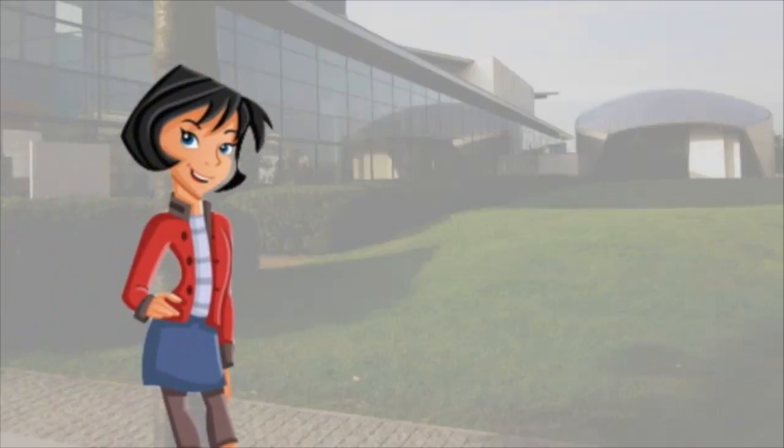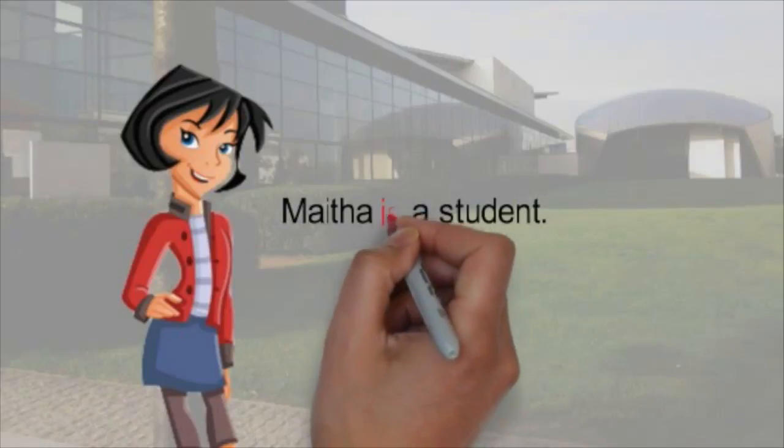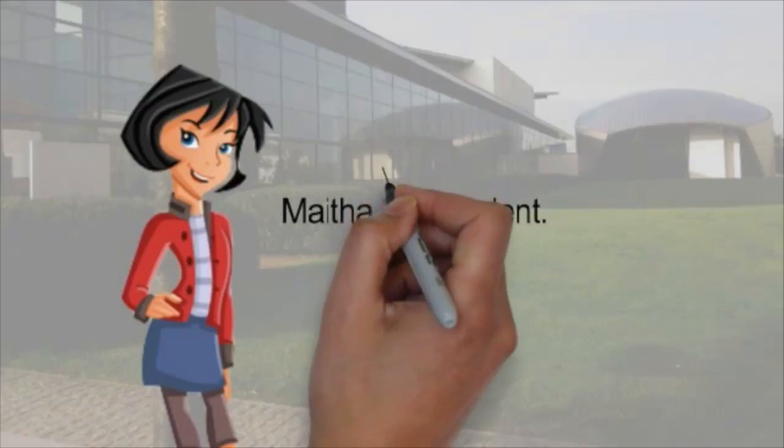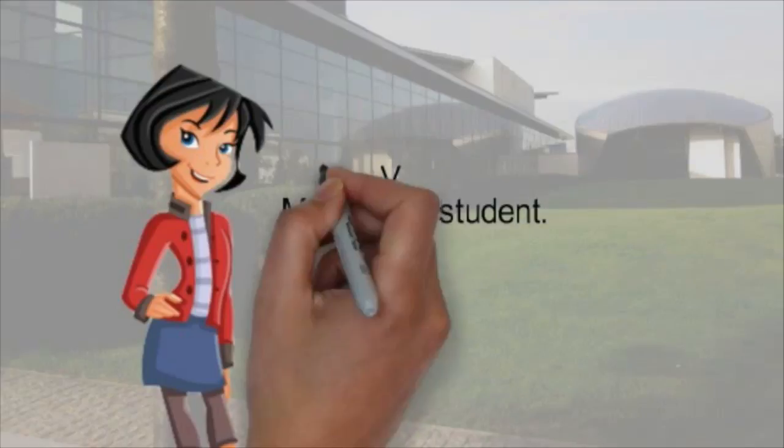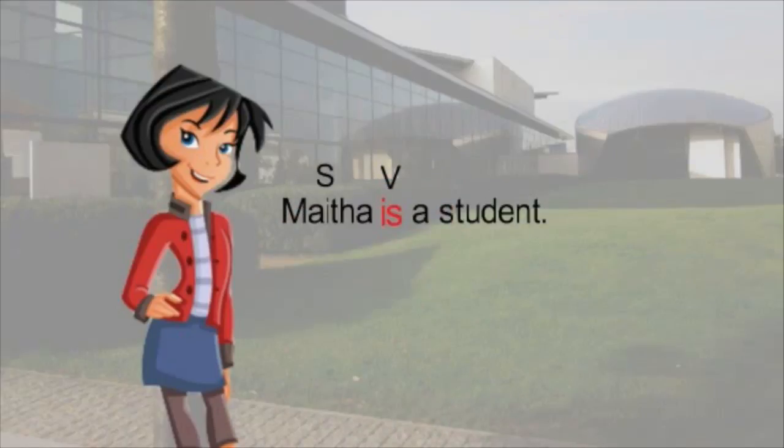Confused? Let's look at these next 2 sentences together. Matha is a student. Can you find a verb in this sentence? That's right. It's the verb is. This tells us what Matha is.